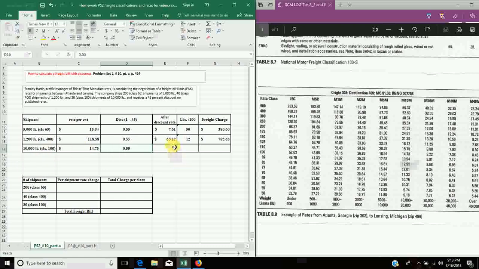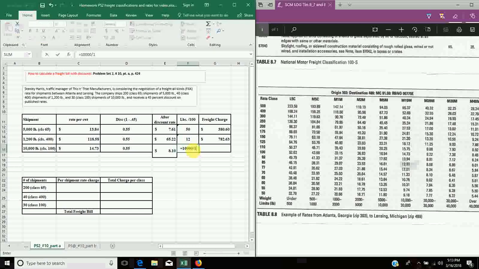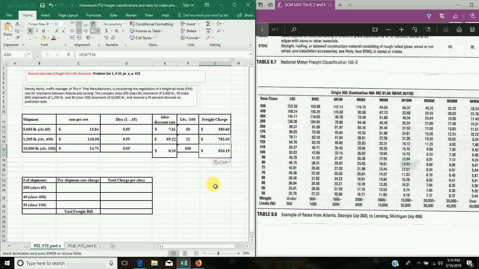Do the old multiplication times the 0.55 to get the discounted rate, which will be $8.10. And then we multiply that times the 100 weight, which is 10,000 divided by 100, which has to be 100 weight. And then we'll just copy this formula down to here, and we came up with $810.15. Okay?